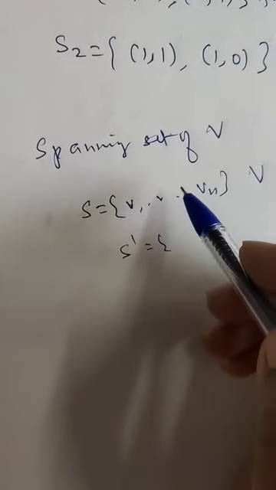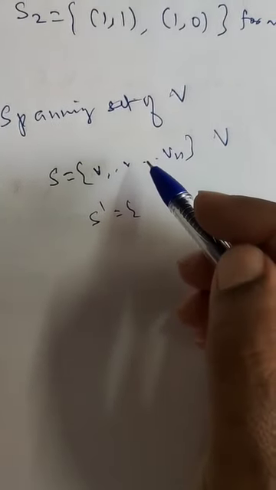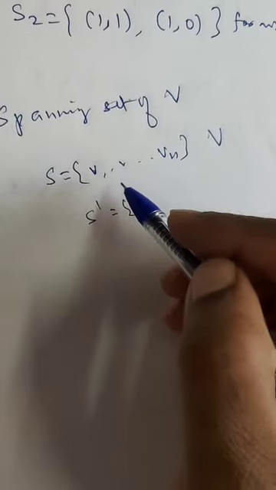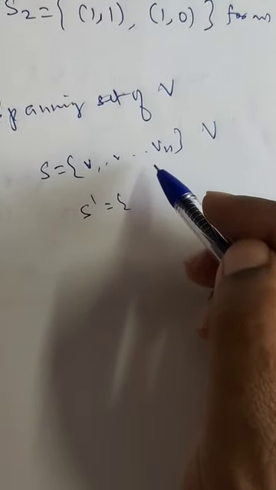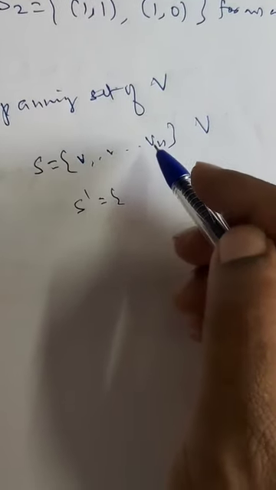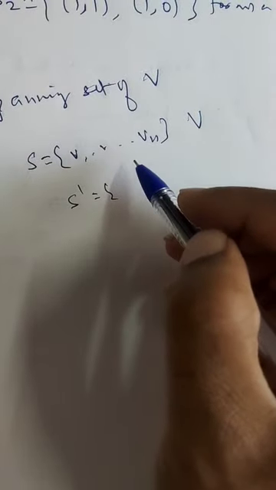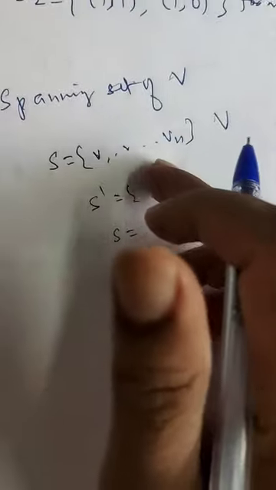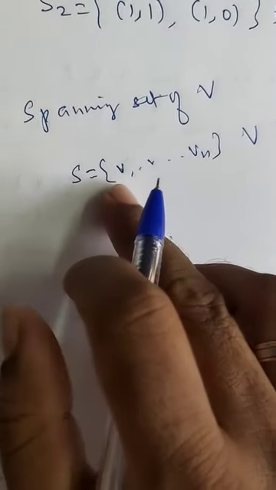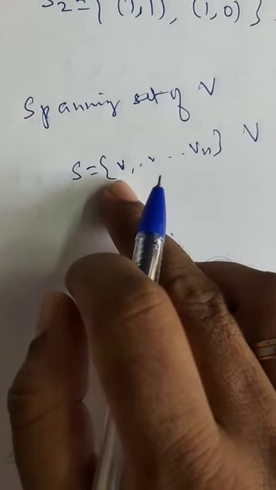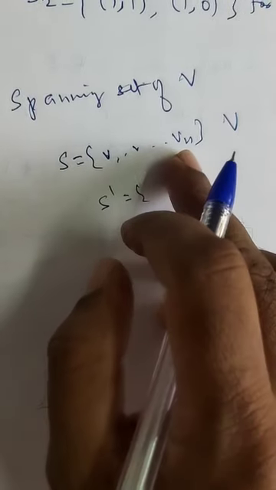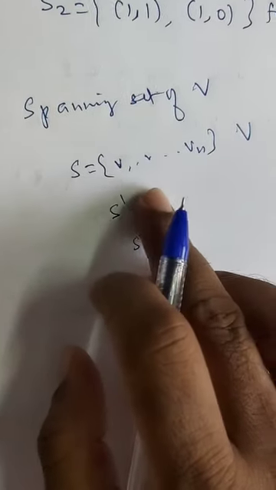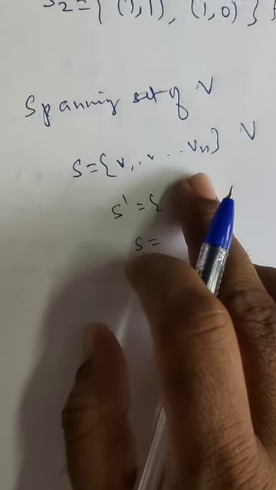Therefore, for a basis, if the set S has n basis elements, then any spanning set must also contain n elements, and those elements must be linearly independent.